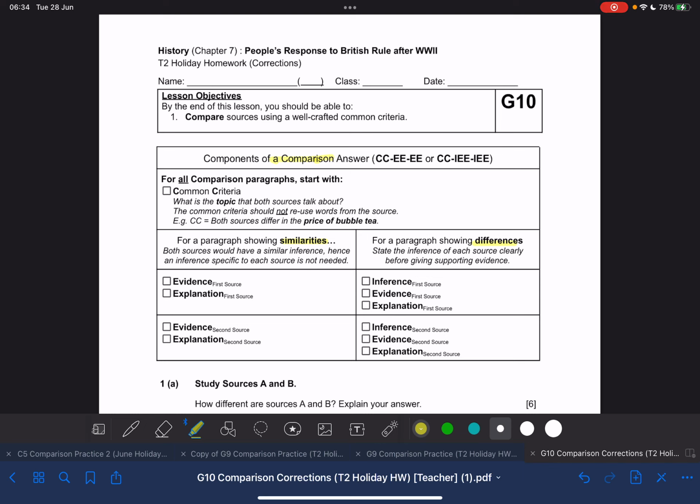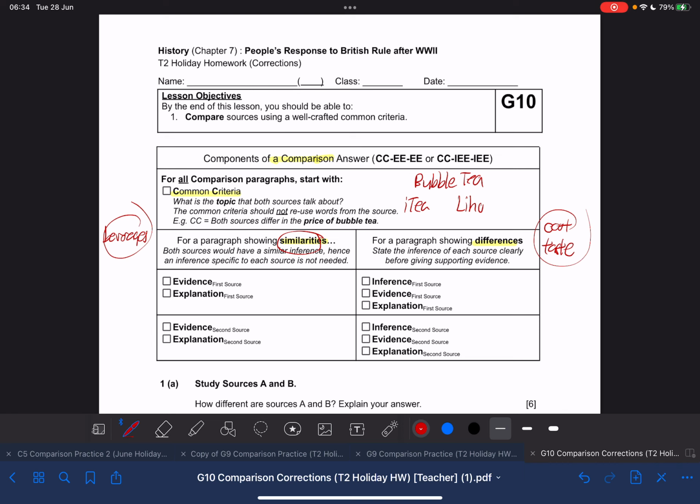Remember that for every single comparison paragraph, we always want to start with a common criteria. Last year, we used the examples of bubble tea, okay, and we compared things like IT and LiHo. So if you look at these two drinks, similarity-wise, they are both beverages. In terms of differences, you might say that they have a difference in cost, they have a difference in taste, and so on and so forth. These are your common criteria.